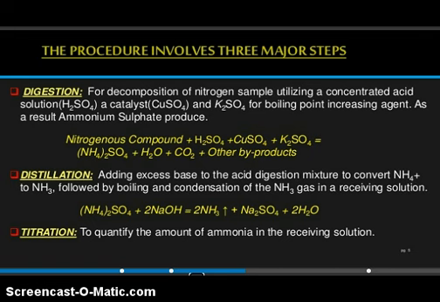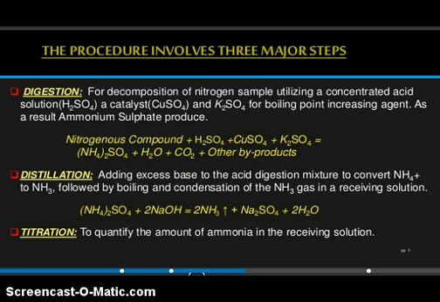Now, digestion. For decomposition of the nitrogen sample, utilizing concentrated sulfuric acid, a catalyst copper sulfate, and potassium sulfate for increasing the boiling point. As a result, ammonium sulfate is produced. Nitrogenous compound plus H2SO4, copper sulfate and potassium sulfate gives ammonium sulfate, H2O, carbon dioxide, and other byproducts.